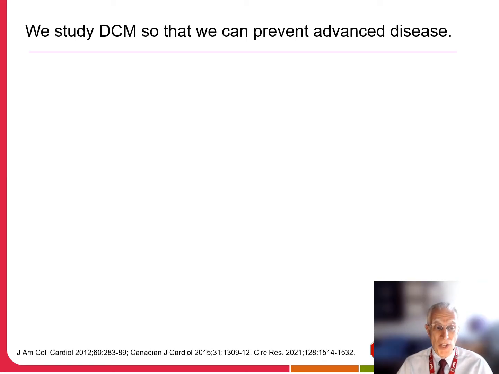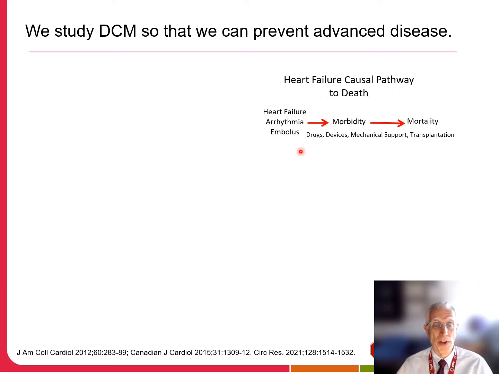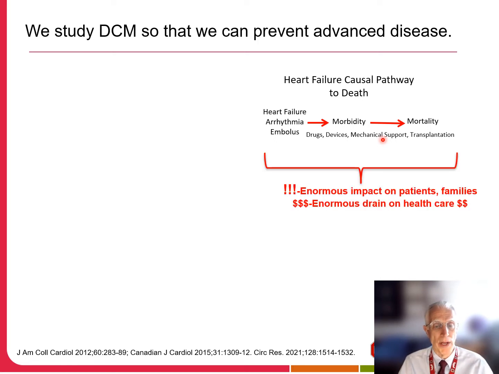So we study DCM so that we can prevent advanced disease. Now, advanced disease, I'm a heart failure transplant cardiologist, so I know heart failure, arrhythmia, and embolus. They cause a lot of morbidity. Morbidity is the medical term that means illness or sickness, and mortality, of course, is death. We do have drugs, wonderful drugs, devices, including pacemakers, and we also have mechanical support. Those are the heart pumps that can be put in to support advanced heart failure. And of course, transplant. Transplant is a wonderful intervention, but it also causes enormous impact on patients and families, and of course costs a lot of money.